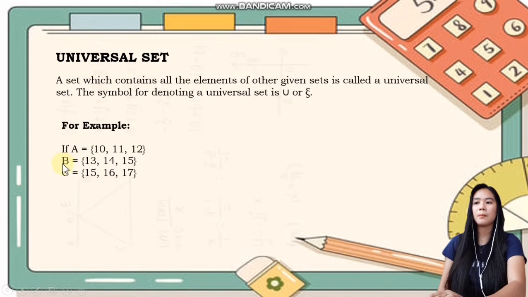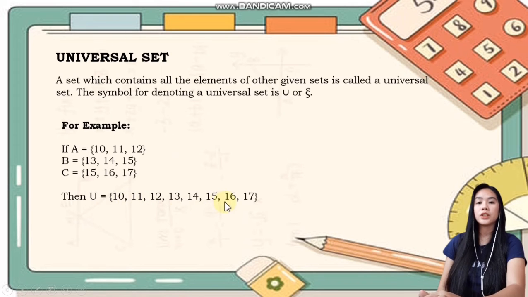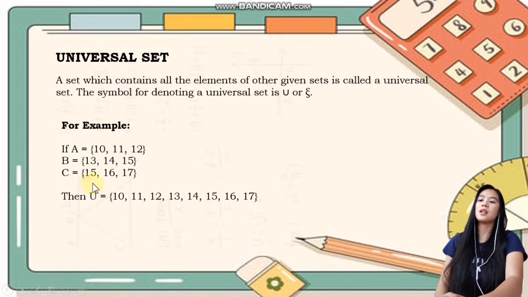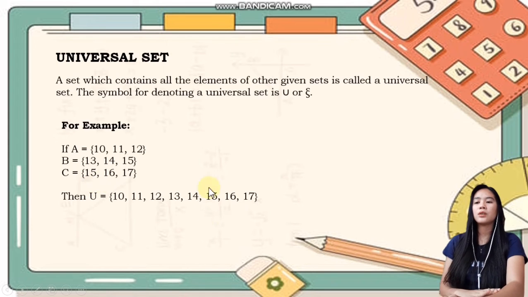So, ito yung example. If A is equals to 10, 11, 12, set B is equals to 13, 14, 15, and set C is equals to 15, 16, 17. So, then, universal set is equals to 10, 11, 12, 13, 14, 15, 16, 17. Ayan, pinagsama-sama elements ng tatlong set. Ayan, kung mapapansin nyo, dalawa ang 15, pero gaya ng sa notation of set, hindi kinakailangan maulit ang elements ng ating set.